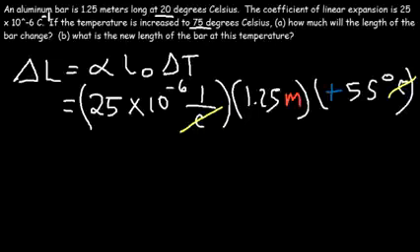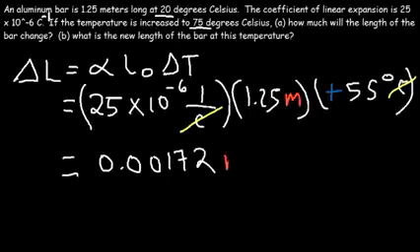So now let's go ahead and calculate the answer. 25 times 10 to the minus 6 times 1.25 times 55 is equal to about 0.00172 meters. So the length doesn't change much. This is the answer to part A. That's how much the length of the bar changes. Less than a centimeter. So now what is the new length of the bar at this temperature?